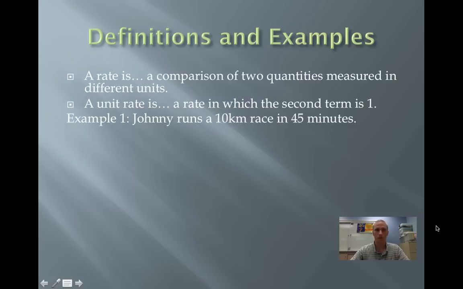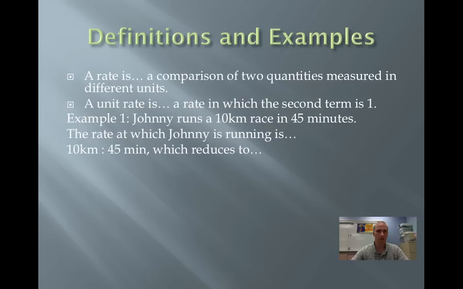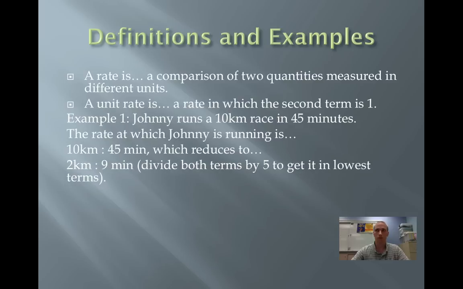So in example 1, we've got Johnny who runs a 10 kilometer race in 45 minutes. So the rate at which Johnny is running is 10 kilometers every 45 minutes. This reduces to 2 kilometers every 9 minutes. Now, this is a rate that is currently in lowest terms. And again, all we had to do to get it in lowest terms is divide both terms by the greatest common factor between them, which in this case was 5.